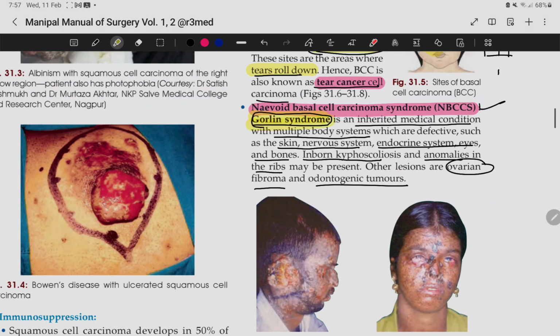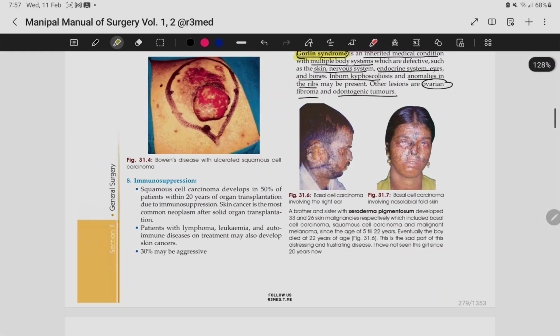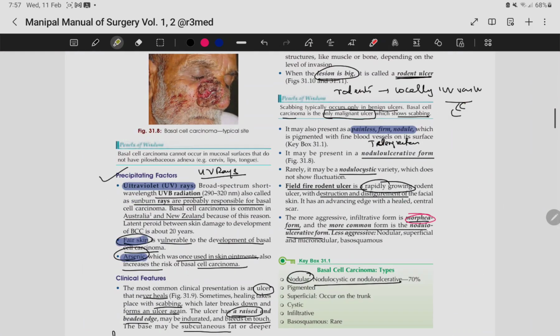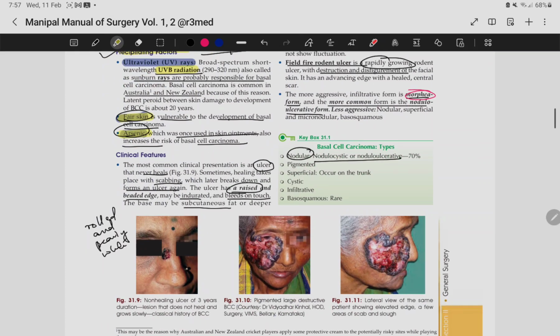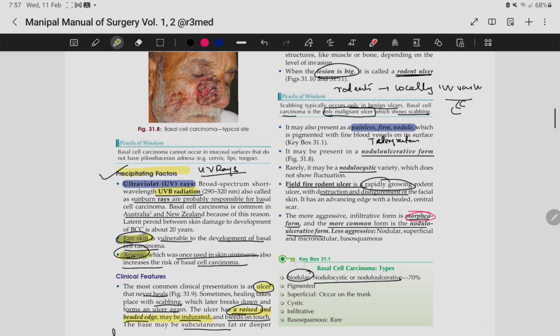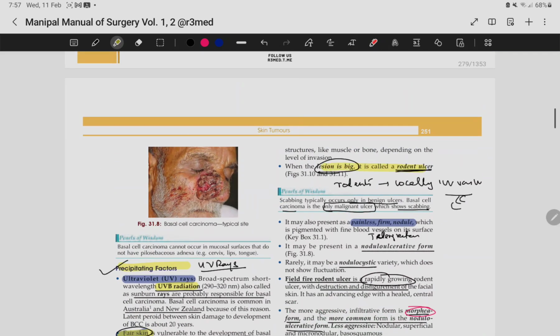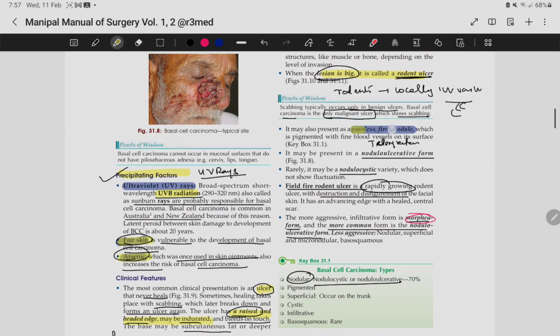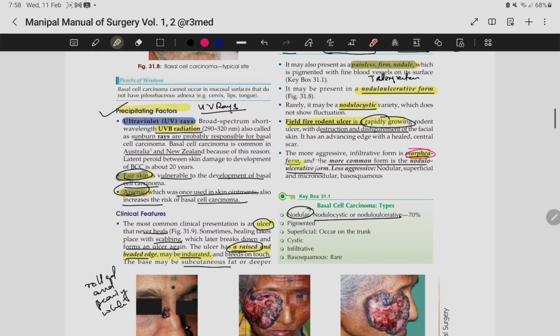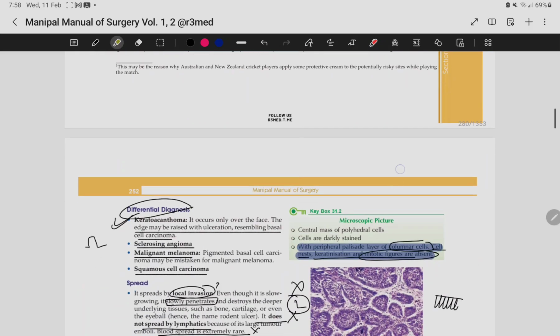Remember Gorlin syndrome? BCC is a part of Gorlin syndrome. Then we have precipitating factors like UVB, fair skin, and arsenic. Clinical feature: it presents as an ulcer. What type of ulcer? A raised and beaded ulcer, which is indurated. If the lesion is big, it is known as a rodent ulcer. It is usually painless, firm, and nodulo-ulcerative, nodulo-cystic, or field fire. The morphea type is more aggressive, and the more common type is nodulo-ulcerative.